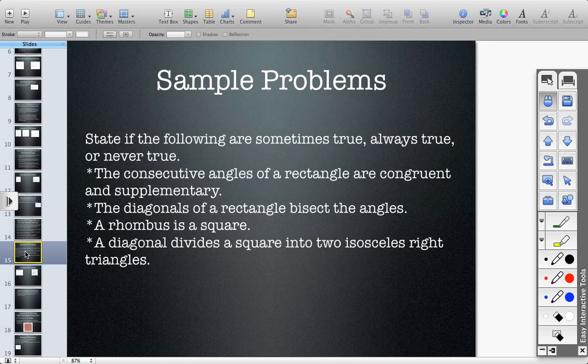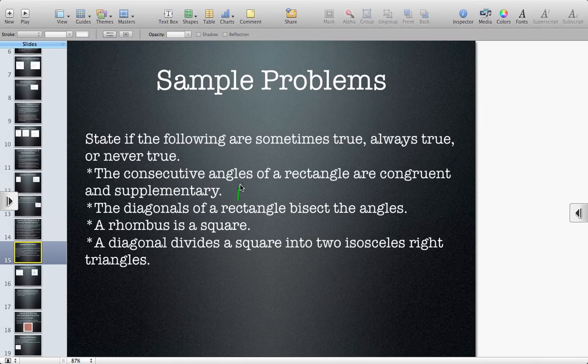So the first question we have is, the consecutive angles of a rectangle are congruent and supplementary. Well, that is always true because a rectangle means four congruent angles, so of course consecutive angles will be congruent, and because a rectangle is also a parallelogram, that means consecutive angles are supplementary. So that's always true.